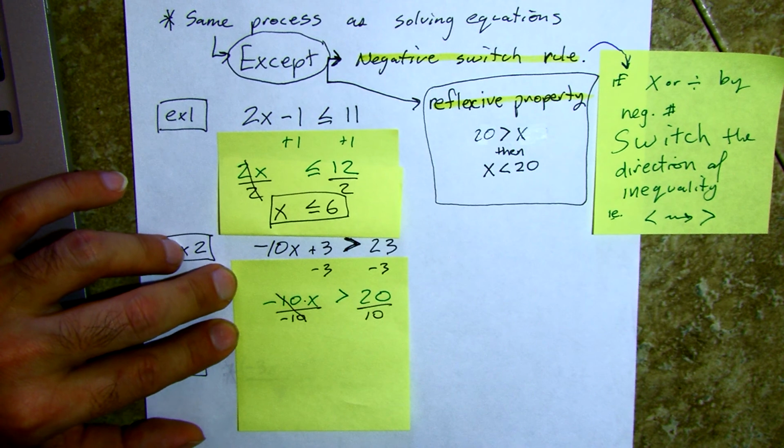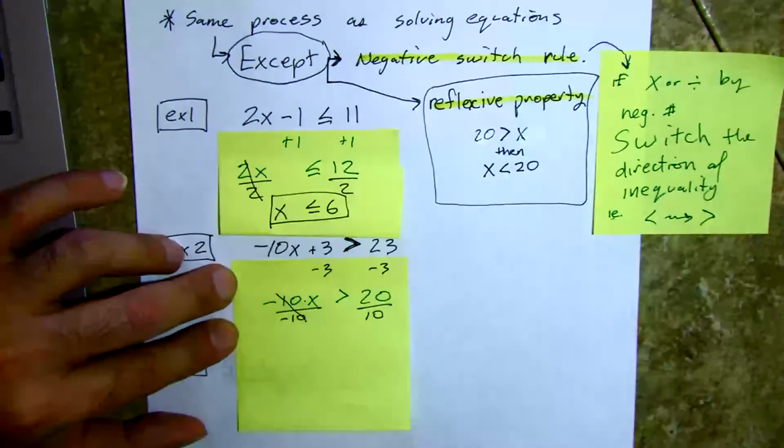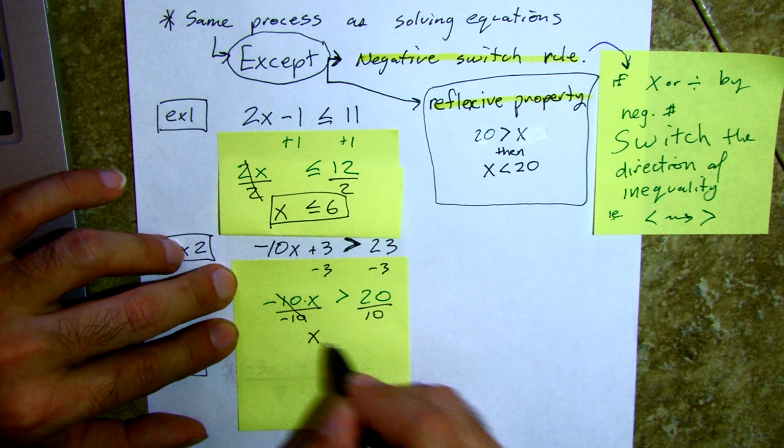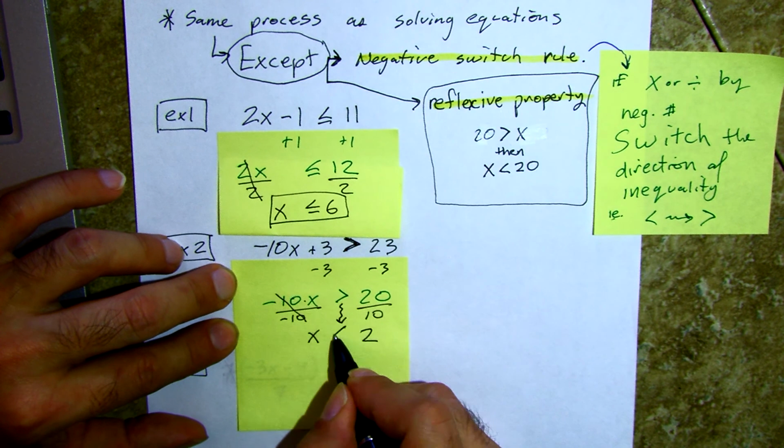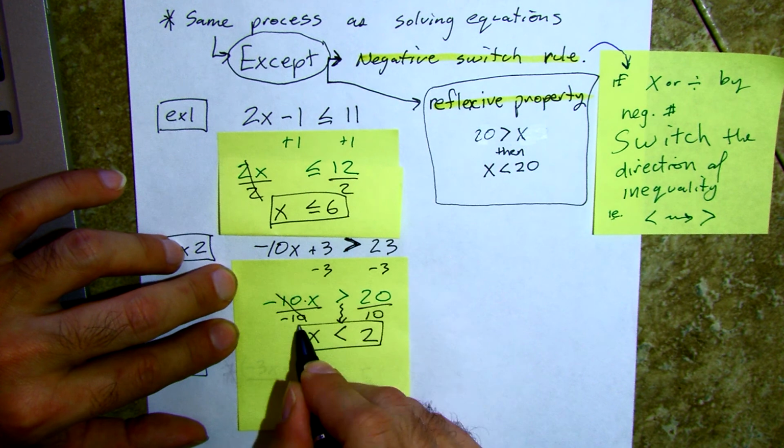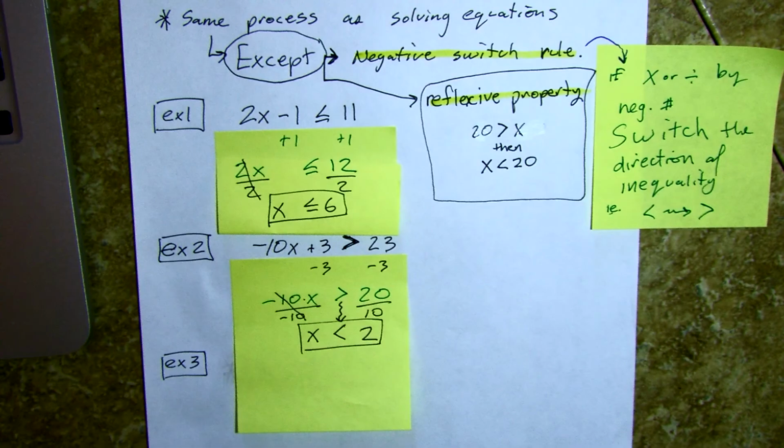That's the negative switch rule. I feel like we've hit that before in other units. Unit 3 is kind of weird. It brings us back to other things we've maybe seen before. But don't let that concern you. It's the same thing, same process. The only difference is that negative switch rule.